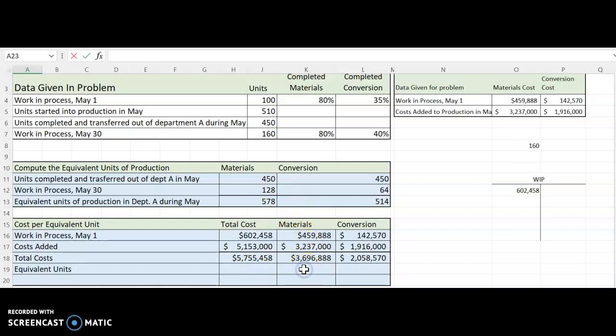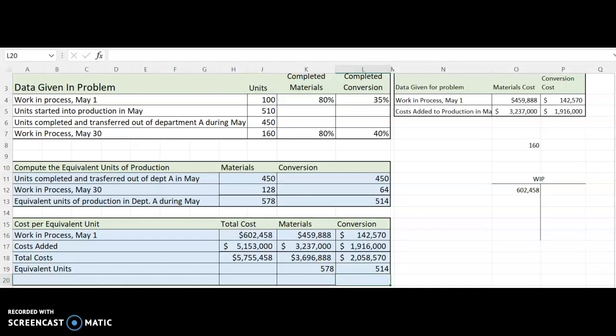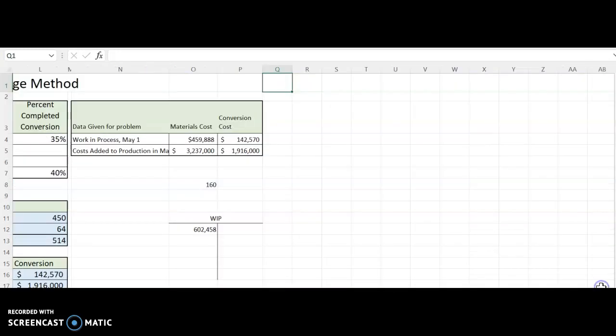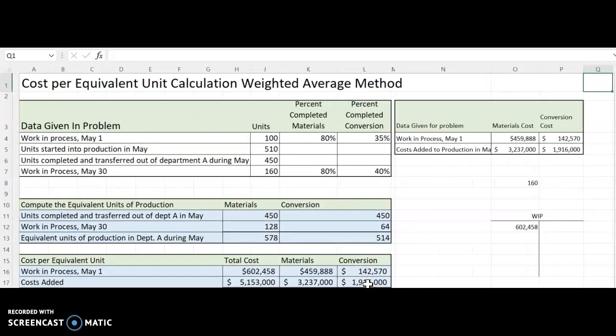So for materials, the equivalent unit is going to be that. Okay, I think I fixed it. So the equivalent units for conversion was the 514. And now we can calculate our cost per equivalent unit.